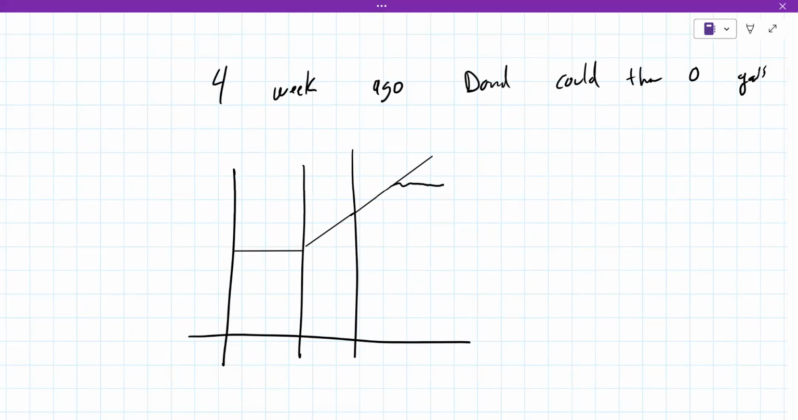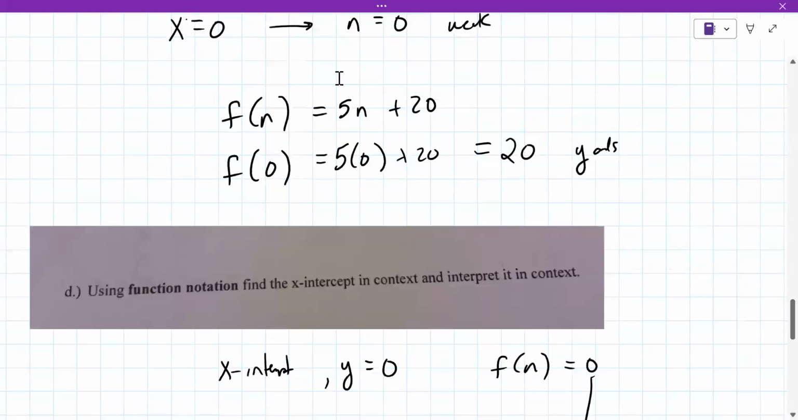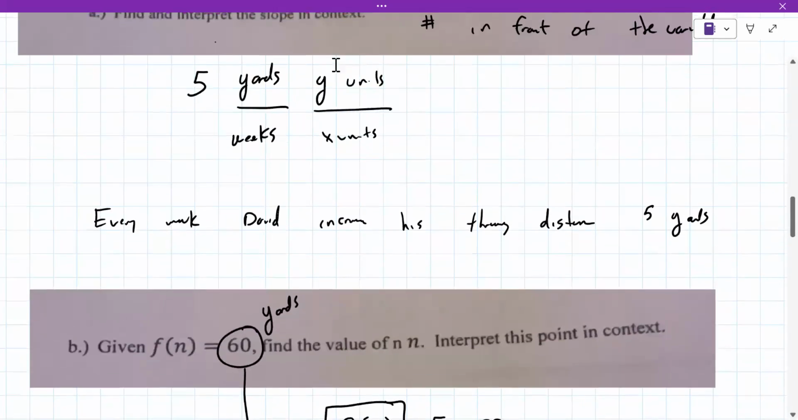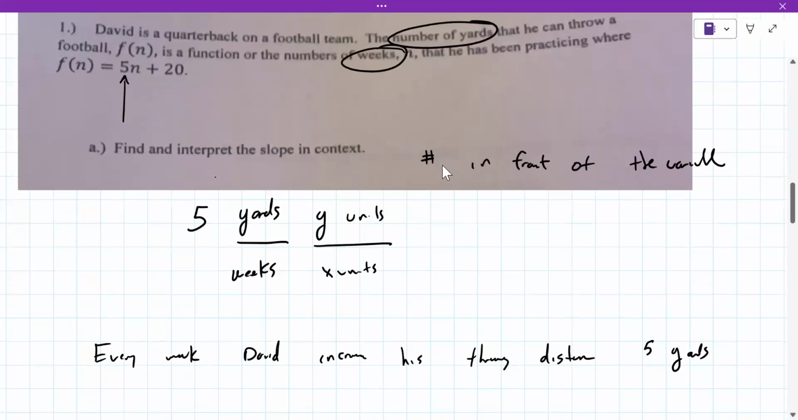Okay, I know these are kind of basic questions, but they trip me up. On A, it says find and interpret the slope in context. How would I know how to solve the slope? Slope is the number in front of the variable. So 5 is the slope. Yes. Okay. Little things like this trip me up for some reason. I recommend making note cards, Quizlets, something to jog the memory.